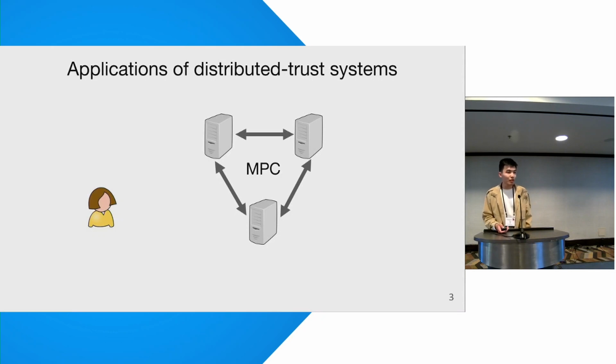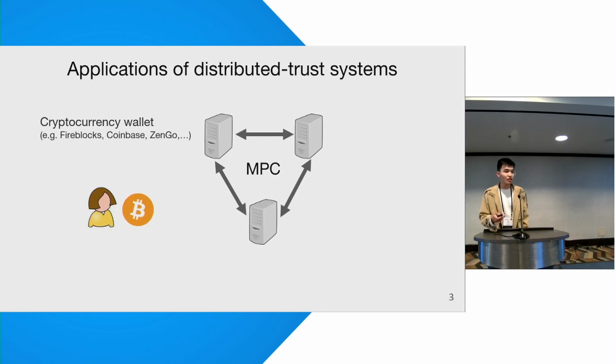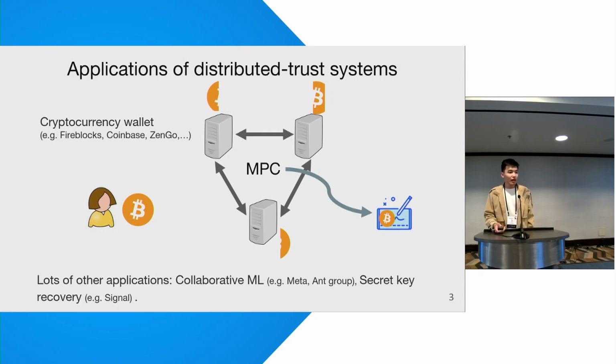One particular example is a cryptocurrency wallet. So in this case, the client's secret is the digital asset that she wants to protect. And instead of storing it on a centralized server, she will split it as secret shares on multiple servers. And later, when she wants to authorize transactions, these servers will engage in an MPC protocol to produce a digital signature validating the correctness of the transaction. And there are lots of other applications such as collaborative machine learning and secret key recovery as distributed trust systems.